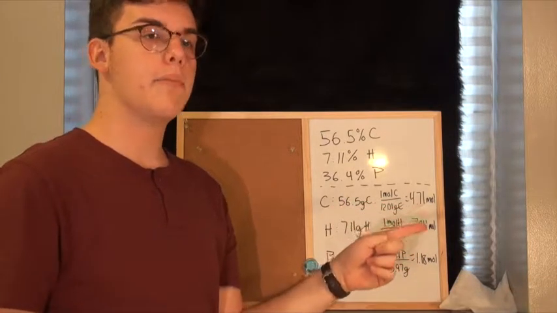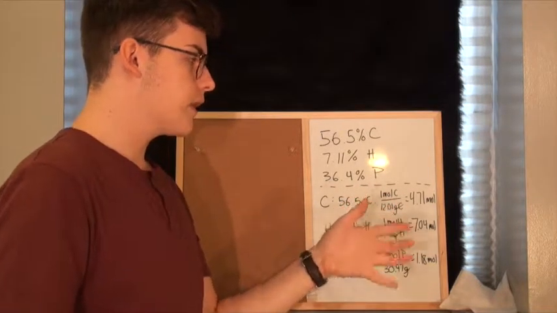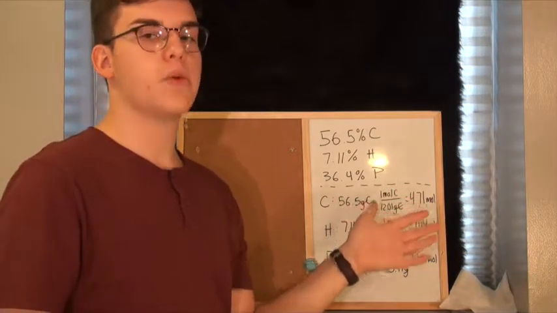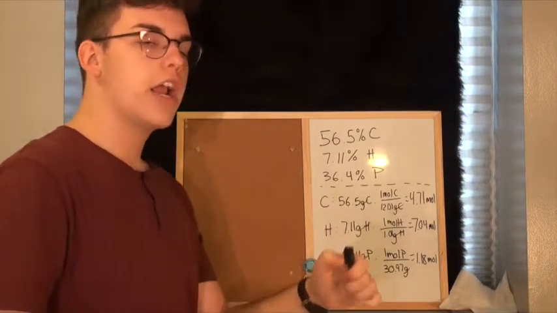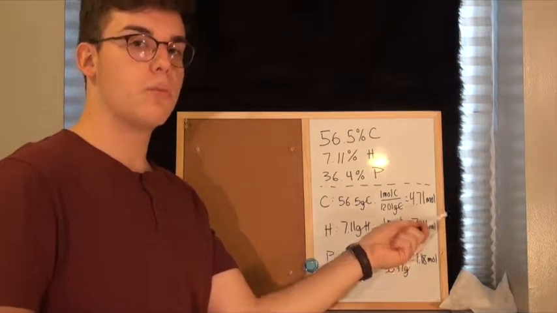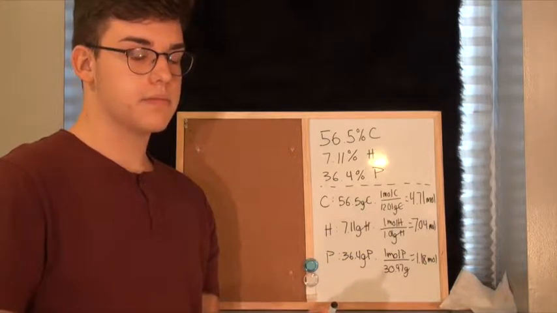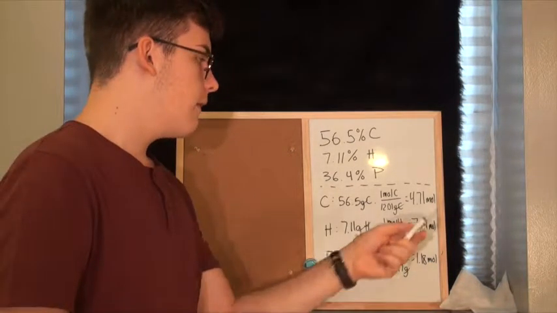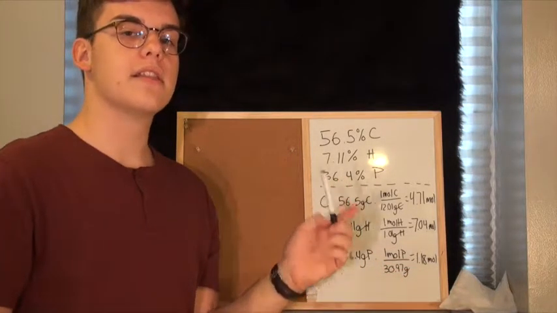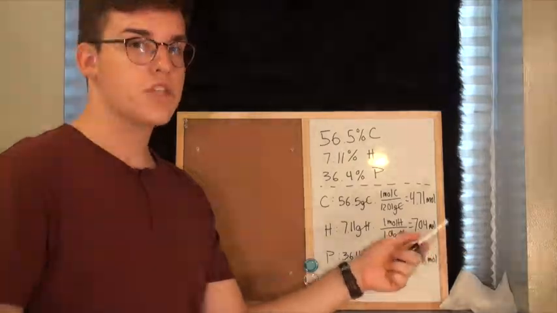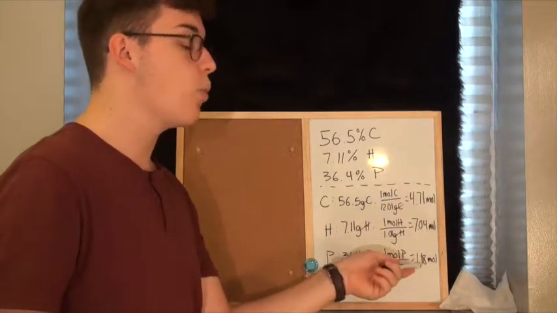So you would multiply that by 1 mole of carbon over 12.01 grams of carbon. And that would give you about 4.71 moles of carbon. Likewise, you do the same for hydrogen and phosphorus, and you discover that there are 7.04 moles of hydrogen and 1.18 moles of phosphorus. So at this point, all you need to do is, out of these three numbers, find out which one is the smallest. Obviously, phosphorus has the least amount of moles, 1.18. So now what we're going to do is divide each of these values by 1.18.